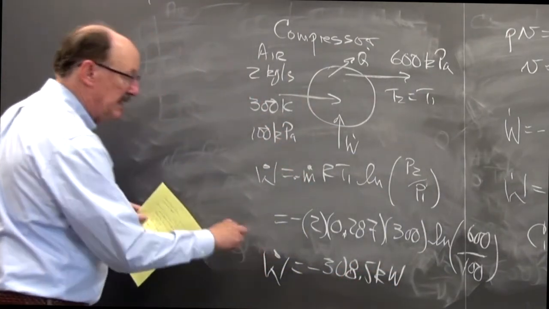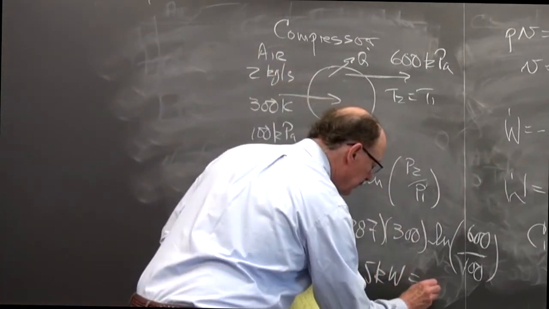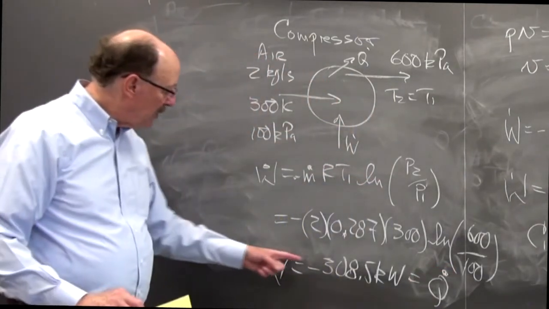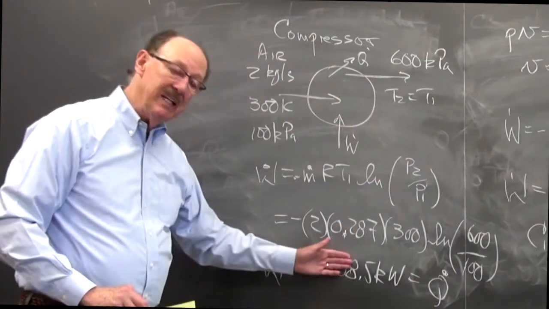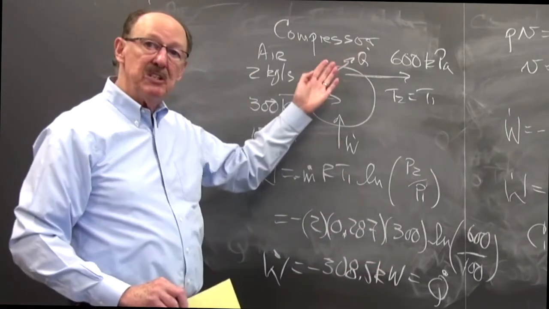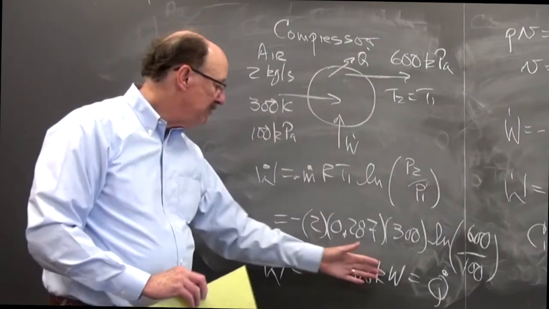And this is also equal to the heat, Q dot. The power going in is minus because it's going in. The heat leaving is minus because the sign convention associated with heat leaving is a minus, and work going in is a minus. So we find both of these.